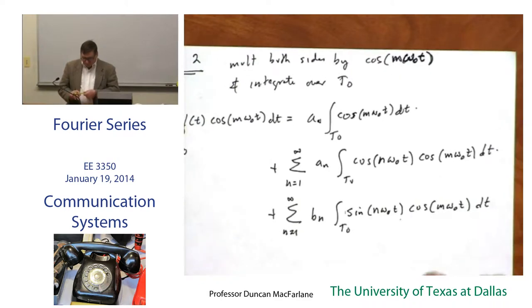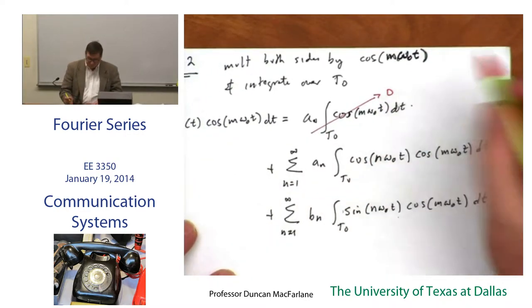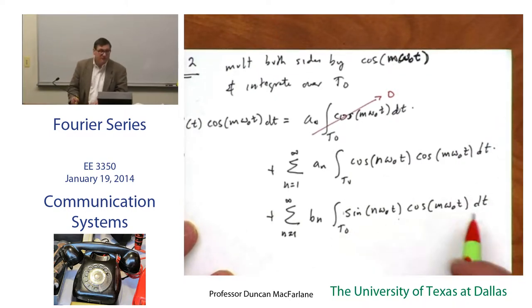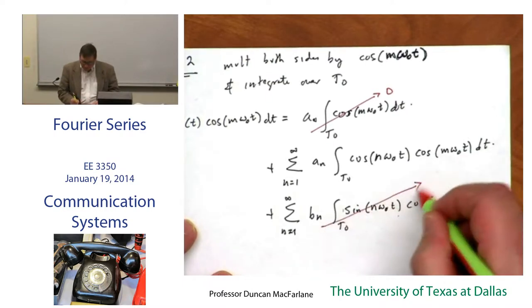And now help me out here. What do I do to this term, the a naught term? It dies. Why? The integral goes to zero. Yep, and over a period. Now, what about this guy down here? Why? Orthogonality. Excellent. Sines and cosines are orthogonal, and so these guys go away.